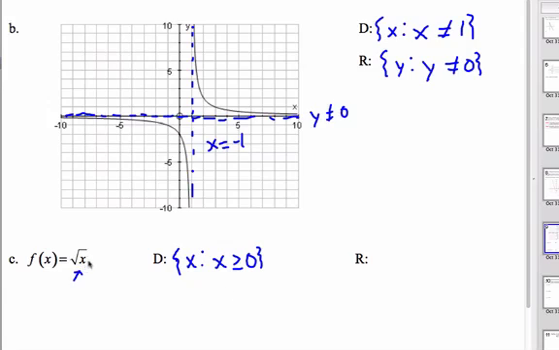And for the y values, well, the smallest value that x can be is 0, and root 0 is 0, and then root 1 is 1, and so forth. So the y value here cannot be a negative number as well. So the range would be pretty much the same thing, except with a y, all y such that y is greater than or equal to 0.